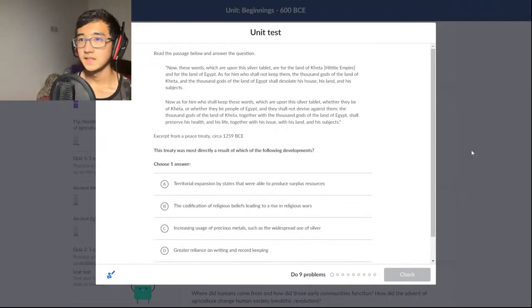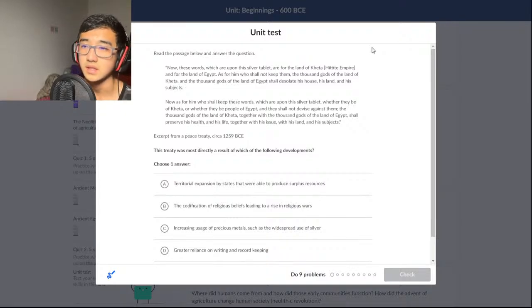Okay, let's try this. Read the passage below and answer the question. Now these words which are upon the silver tablet are for the land of Kita, the Hittite Empire, and for the land of Egypt. As for him who shall not keep them, a thousand gods of the land of Kita and a thousand gods from the land of Egypt shall desolate his house, his hand, and his subjects. Now as for him who shall keep these words upon the silver tablet.